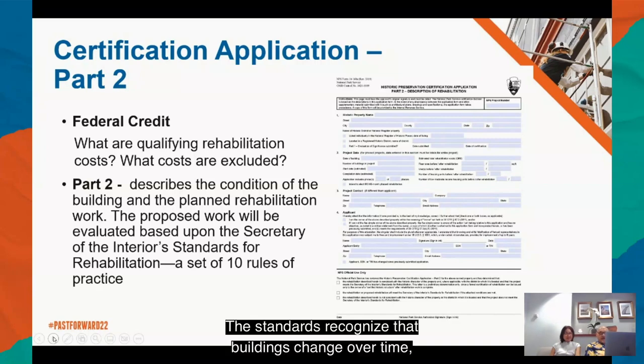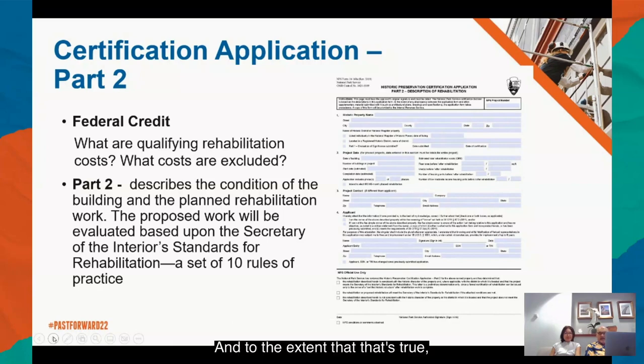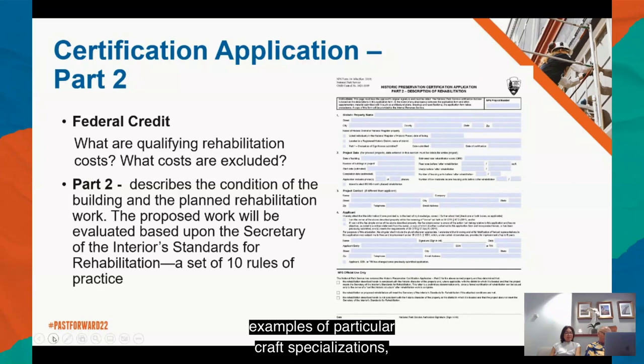The standards recognize that buildings change over time, and in some cases the alterations to a building have in and of themselves acquired historical character, and to the extent that that's true, those need to be preserved. Distinctive features of the buildings, types and finishes, types of construction, examples of particular craft specializations, those need to be preserved.